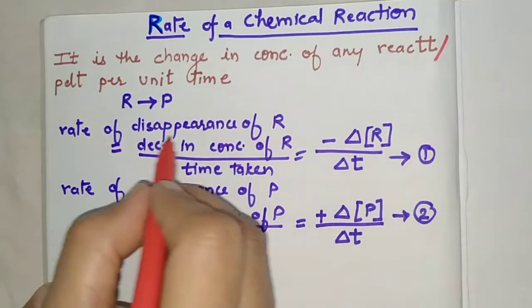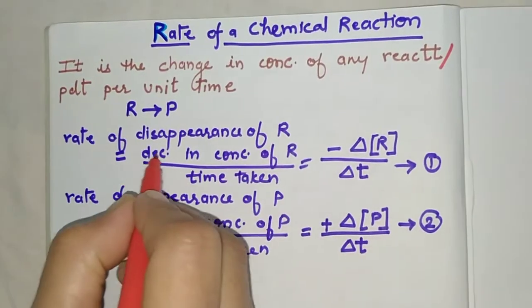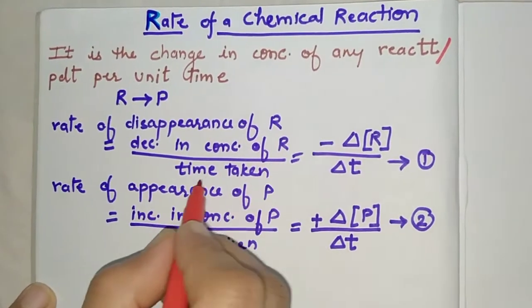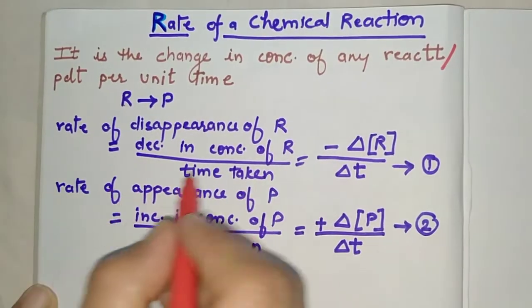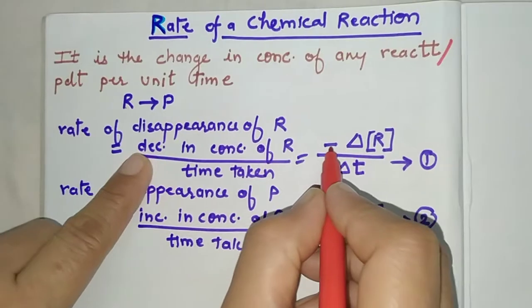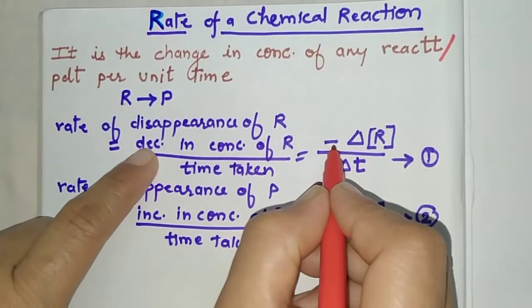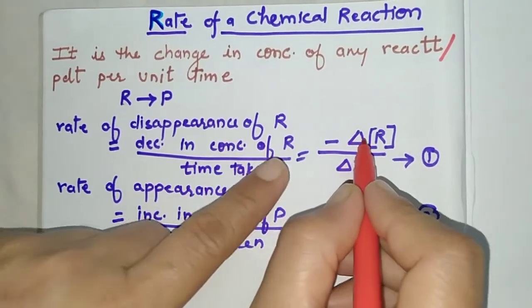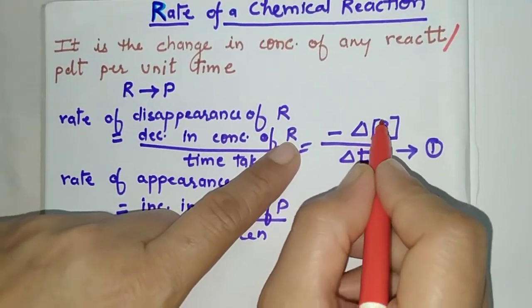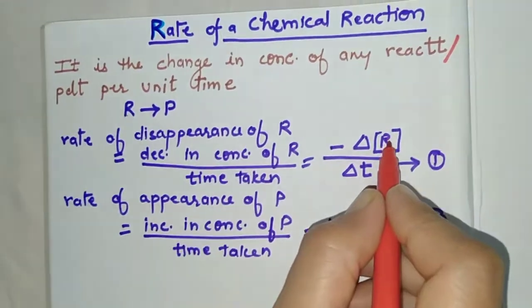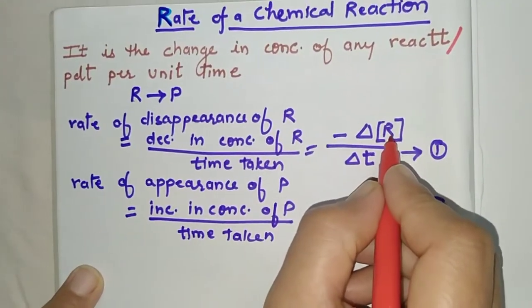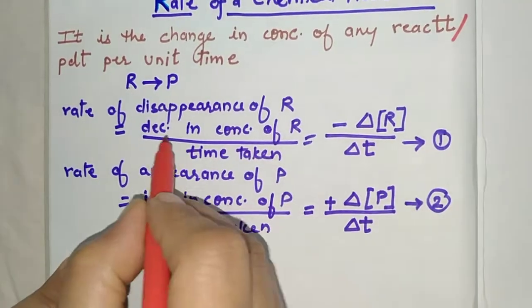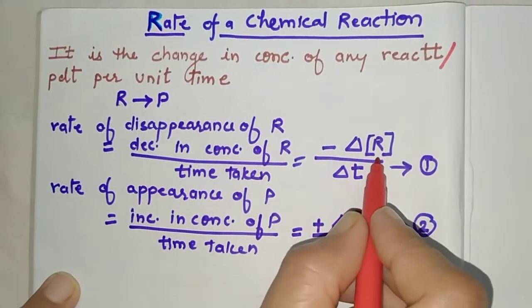So what is the rate of disappearance of reactant? It is equal to the decrease in concentration of reactant with time taken, which can be written as follows. Decrease is shown by a minus sign, change in concentration is shown by delta, and the concentration of reactant is shown by square brackets with R inside, divided by the change in time, t. This is the rate of disappearance of reactant.